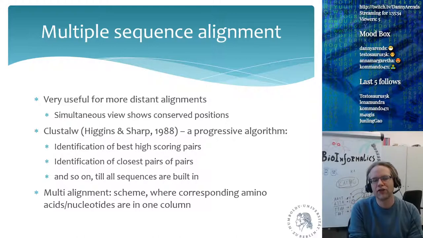What it does is first identify the best high-scoring pairs, and then identify the closest pair of pairs, and so on, till all sequences are built in. I will have an example for that. It's a multiple alignment scheme where corresponding amino acids are shown in one column, and I have an example of that as well.